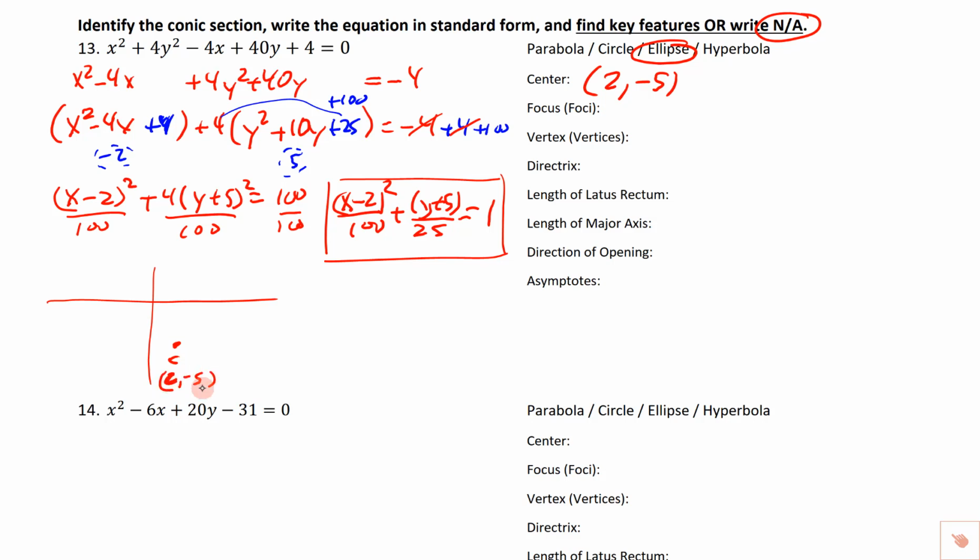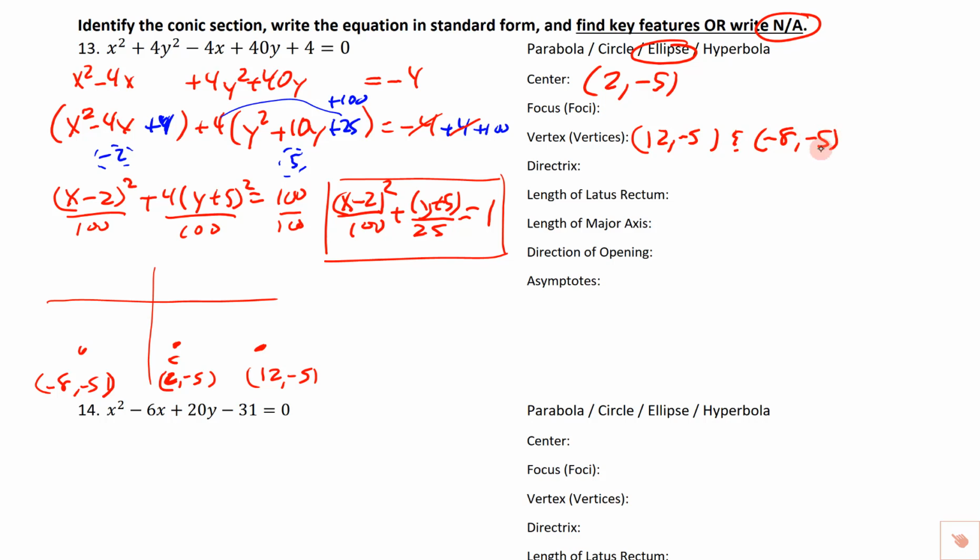And then in the x direction, we're going to go 10 units. So if I go 10 units over here and 10 units over here, this is going to have me at 12, negative 5 for one vertex. And going 10 units that direction, that's going to have me at negative 8, negative 5. So we'll go ahead and indicate those on the vertices. So the vertices are one at 12 comma negative 5, and the other at negative 8 comma negative 5.